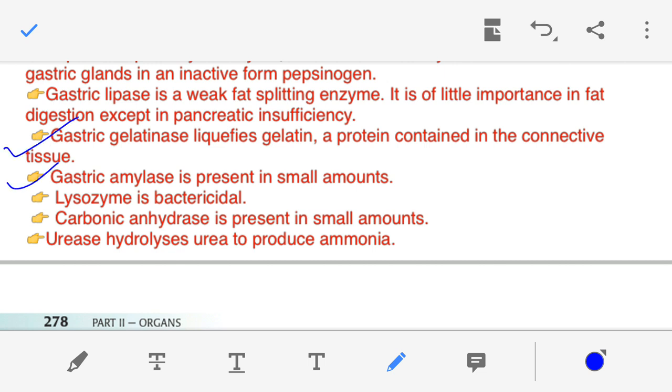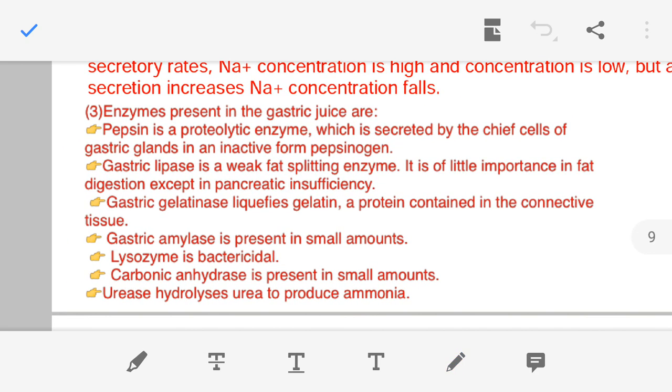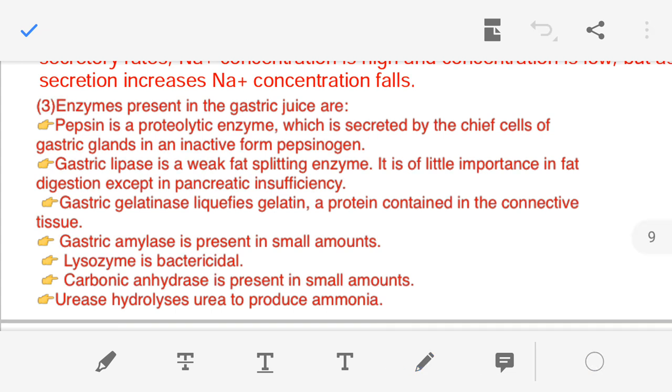Then the fourth enzyme, gastric amylase, is present in a small amount. Then in the gastric juice, lysozyme is present, and lysozyme is bactericidal. That means if any bacteria harmful to us are present, it kills the bacteria. Then carbonic anhydrase enzyme is present in a small amount. Then the urease enzyme is present, and this urease enzyme hydrolyzes urea to produce ammonia. So this is the third point of our discussion, regarding the enzymes of the gastric juice.